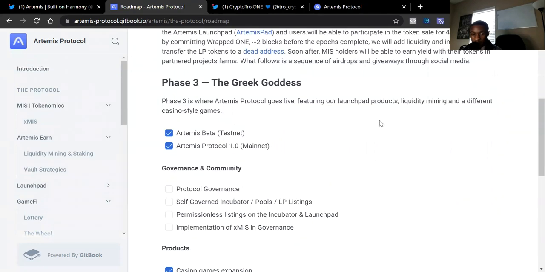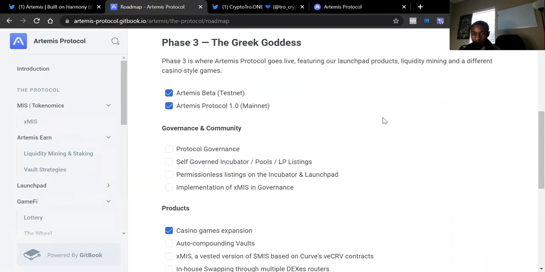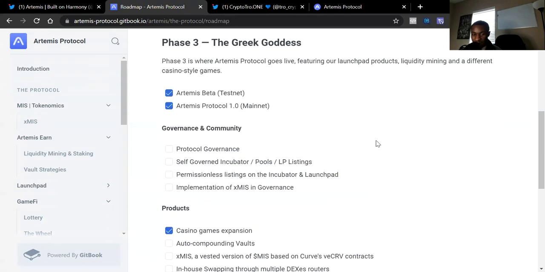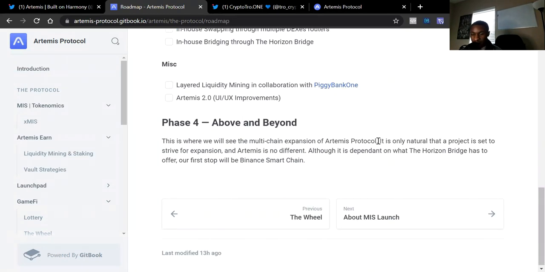by committing route one. So I think right now we are in phase three, the Greek goddess. Phase three is where the Artemis protocol goes live, featuring launchpad products, liquidity mining, and different casino style games. We see right now what's going on, the check mark showing us what's completed. The mainnet is completed, testnet is completed, casino games expansion is completed. I'm very excited to see what the actual platform looks like. Then we've got phase four, above and beyond, and that's going to happen soon.